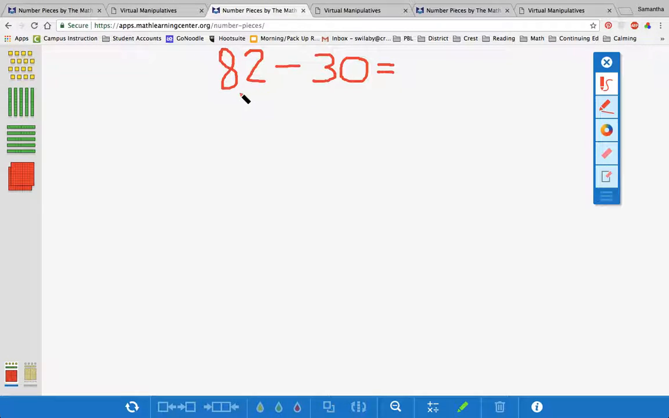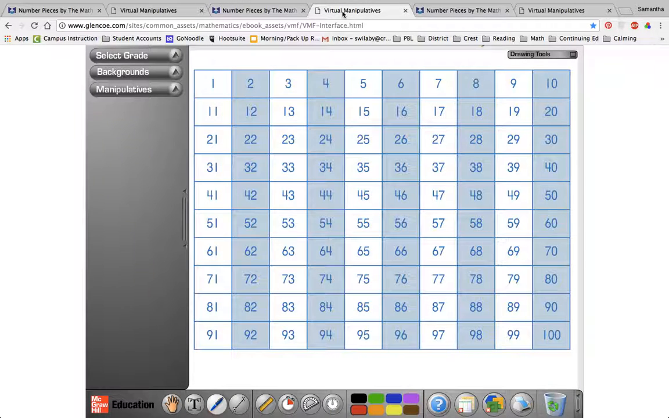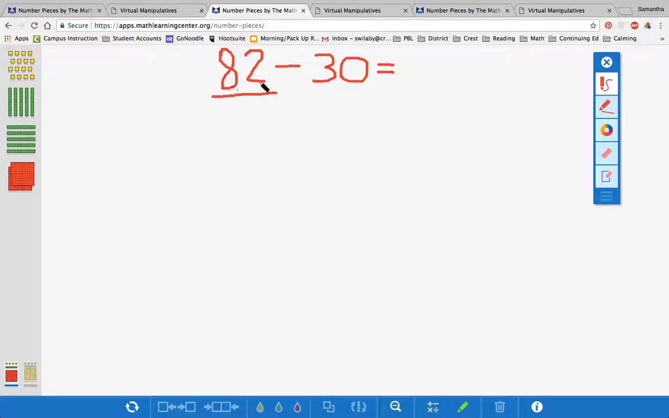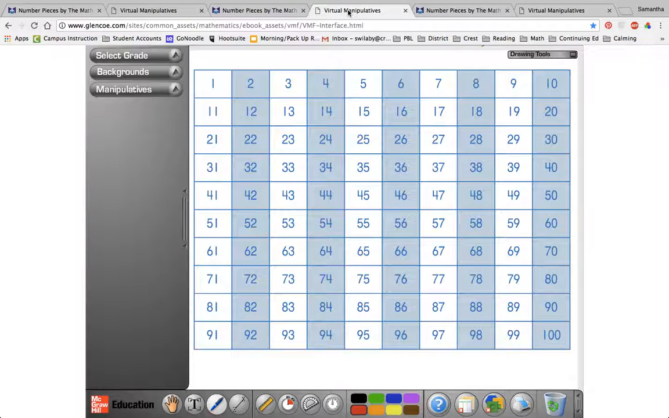Let's try with another example. This time we have 82 minus 30. So again, I'm going to start with my first number, the whole, or the larger number, and I'm going to find that on the hundreds chart. So take a look here and see if you can find 82 on the hundreds chart. I found it right here, so I'm going to circle it so I remember where it is.